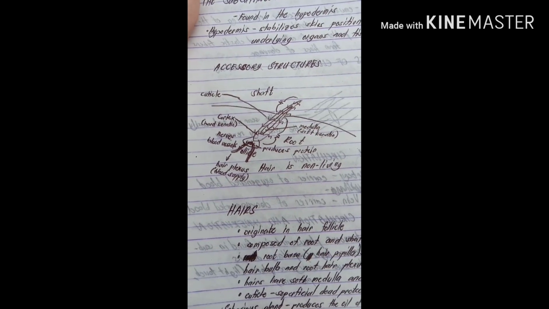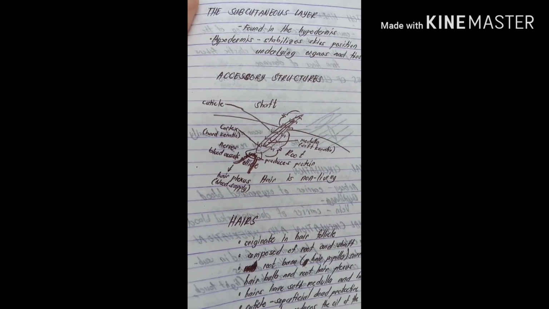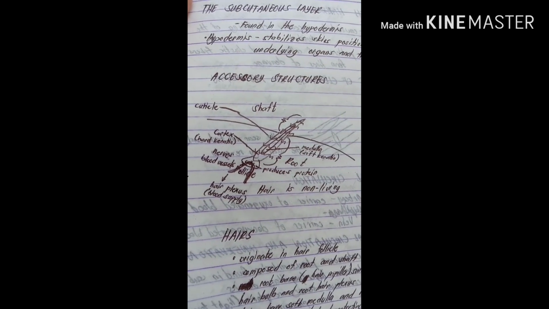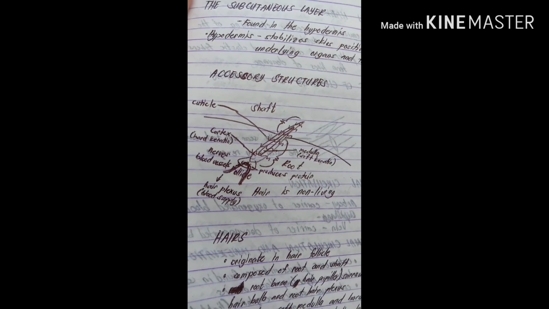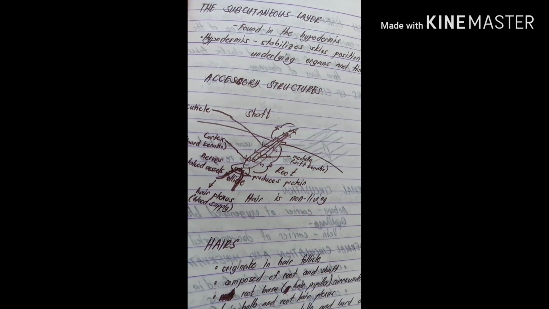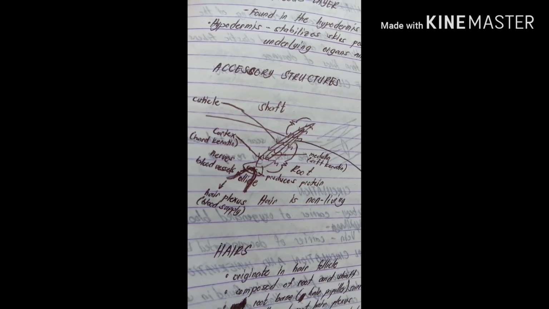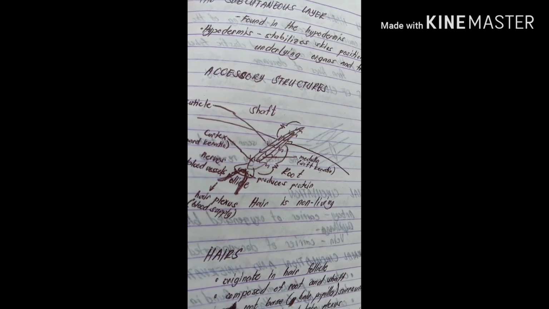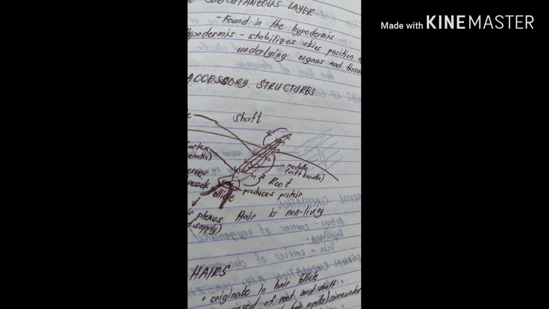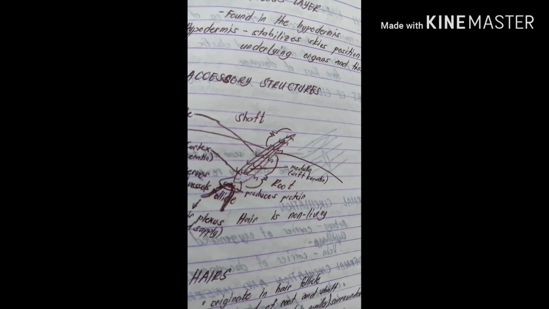So our sebaceous gland produces the oil of the hair. So we have hair types. First is the vellus hair or the peach fuzz. It is found in most of our body. Next is the terminal hairs or heavy hairs. These are the hairs in our head, eyebrows, eyelash, and nose.